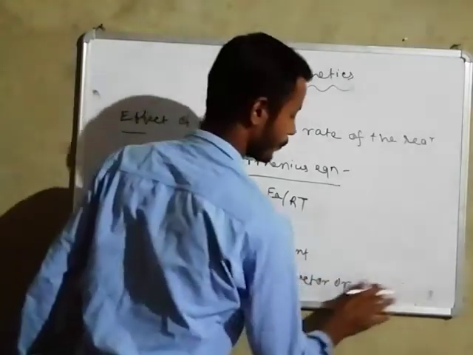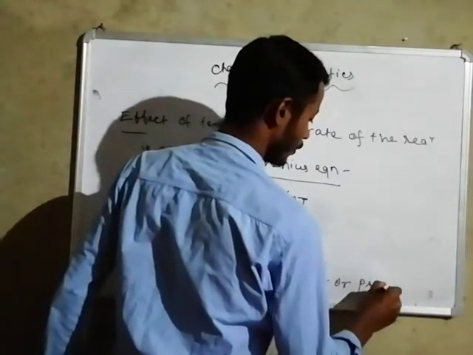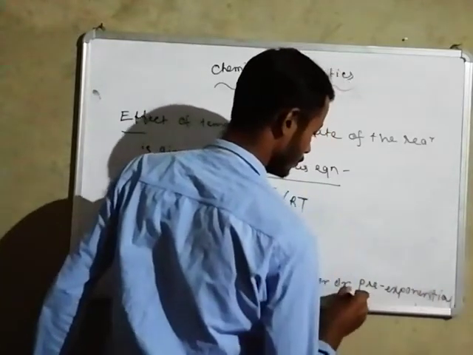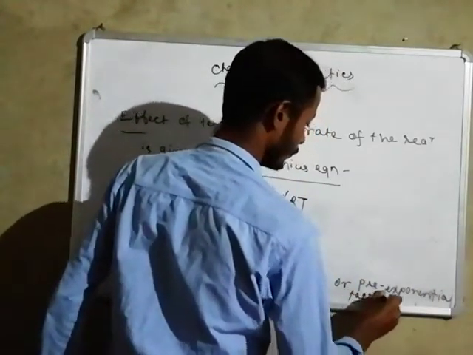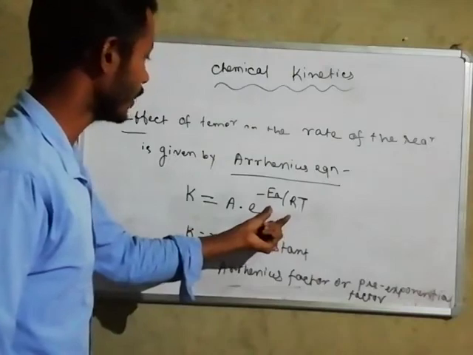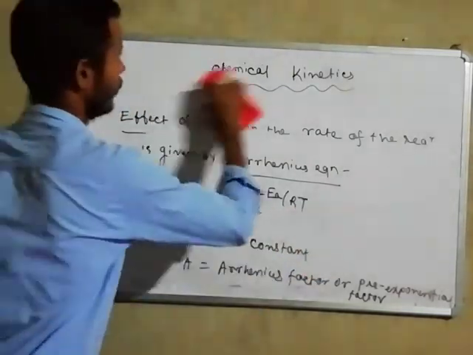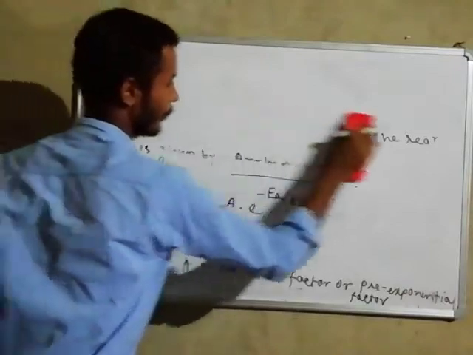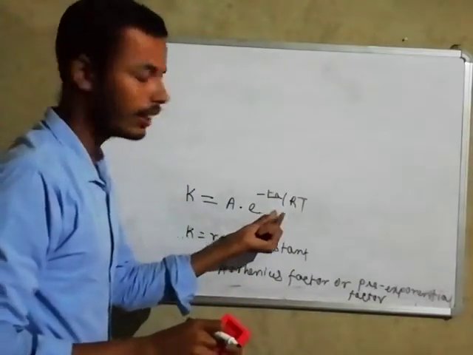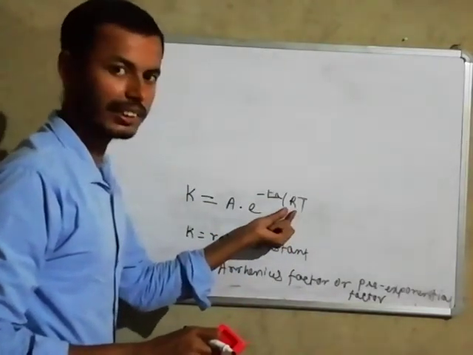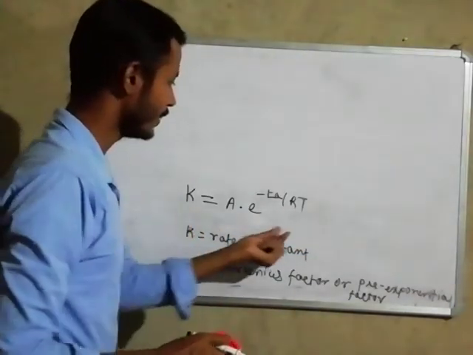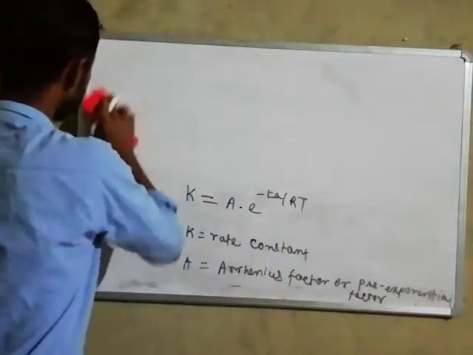or pre-exponential factor. And e is the exponential. EA is the activation energy. R is the universal gas constant. And T is the temperature. So this is known as the Arrhenius equation.